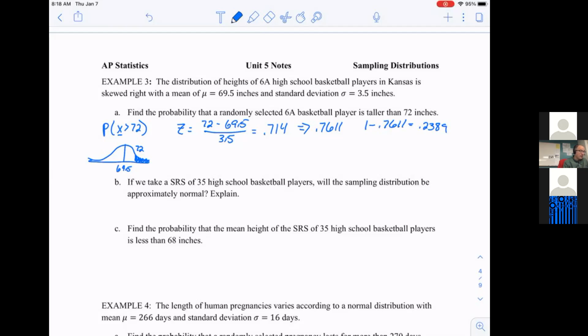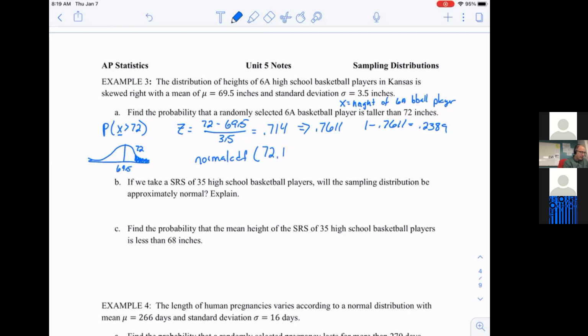But nowhere in my problem does the problem state what x is. So this would be a case of I need to write in there x equals the height of a high school basketball player. And again, you had to note that we have this as a normal CDF. We can do that.